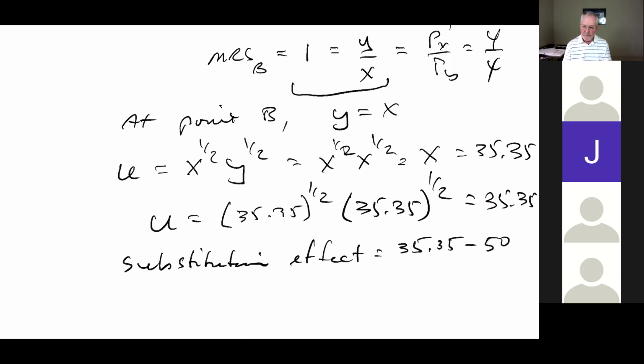And we went from 50 units of X to 35.35, so the substitution effect is a decrease of 14.65. Now, that is due entirely to the change in the price of X, the increase in the price of X, inducing this individual to substitute away from the now higher price of X. And the direction of that change is always going to be substitute away if it has a higher price, substitute toward if it has a lower price.